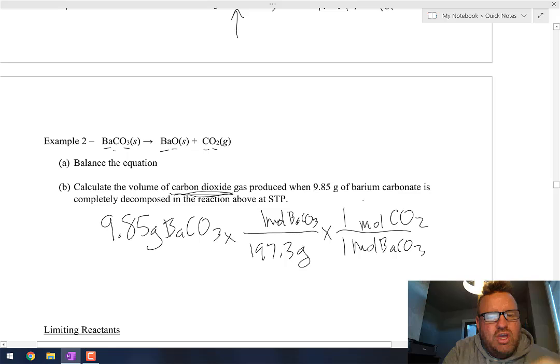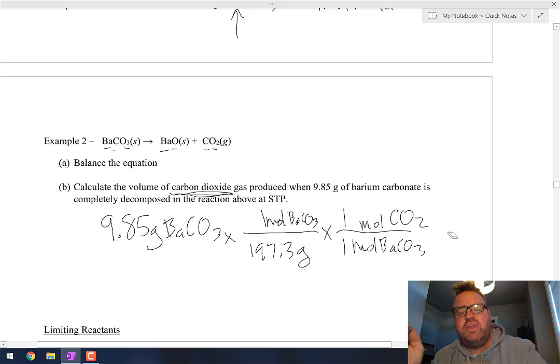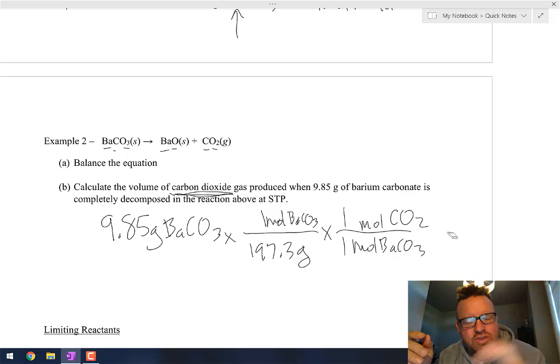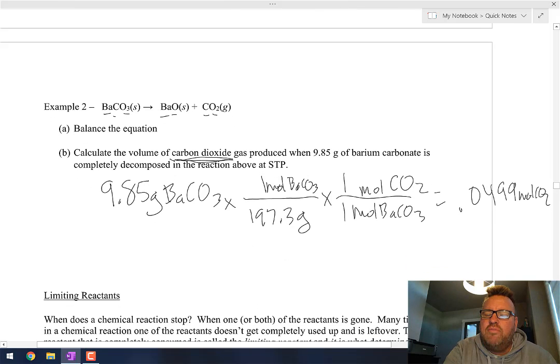Now remember, at this point, I could get grams of CO2. I could do another step here. I could go 1 mole of CO2, 44 grams. But I don't need grams. If I get grams of CO2, that's fine, but then I'm just going to have to convert them back to moles to do this last step. So why would I do that? Why make myself do an extra step to convert it back to moles? It doesn't make sense. So 9.85 divided by 197.3 equals 0.0499 moles of CO2.